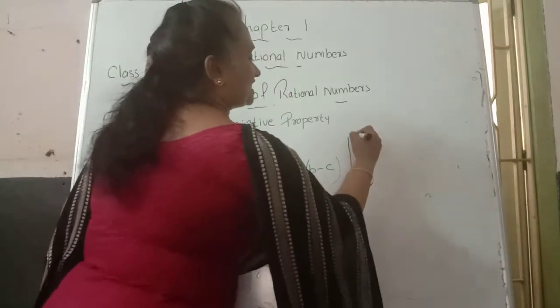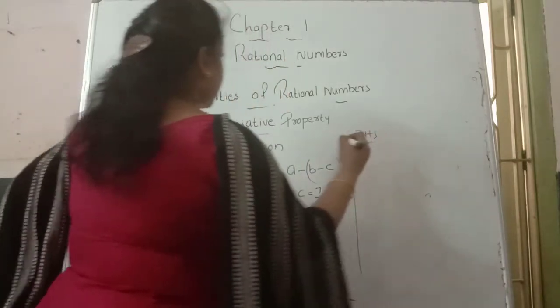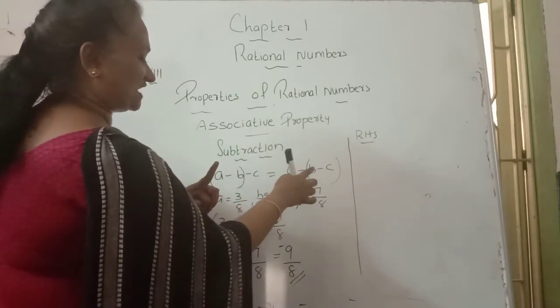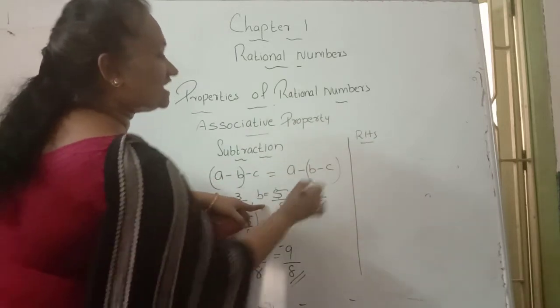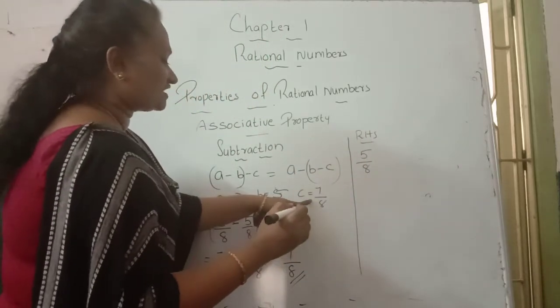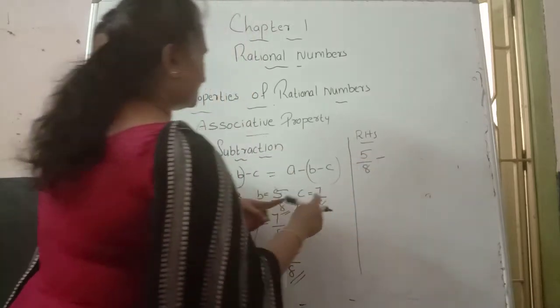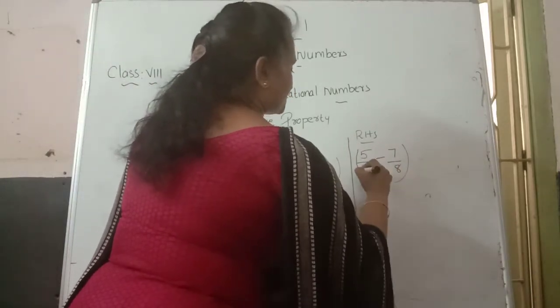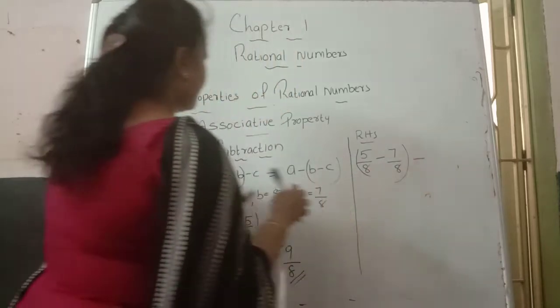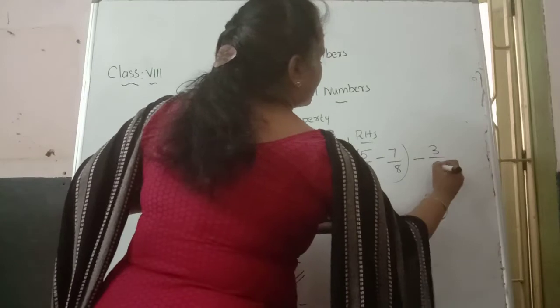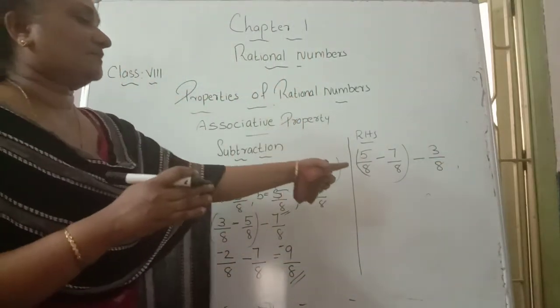So in the RHS part, the b value and c value first we subtract. Here the b value is how much? 5 by 8. So take 5 by 8, then minus the c value, how much? 7 by 8. Close the bracket. Then subtracted from the a value. The a value is how much? 3 by 8. So we go through subtracting there.